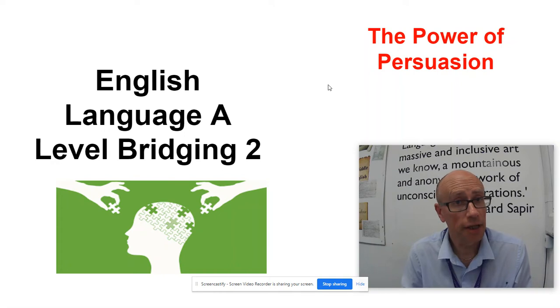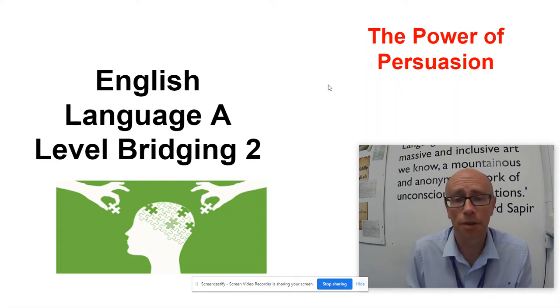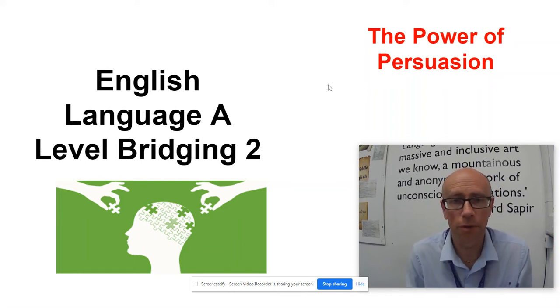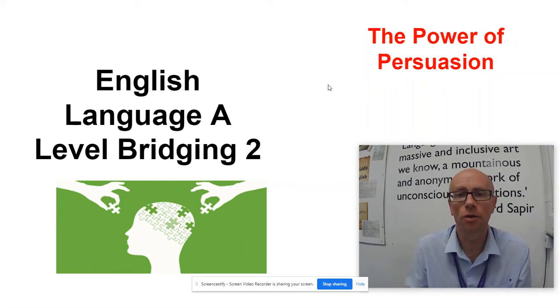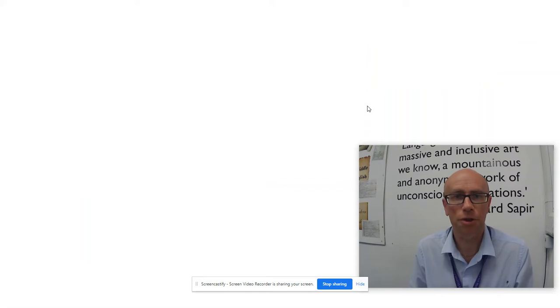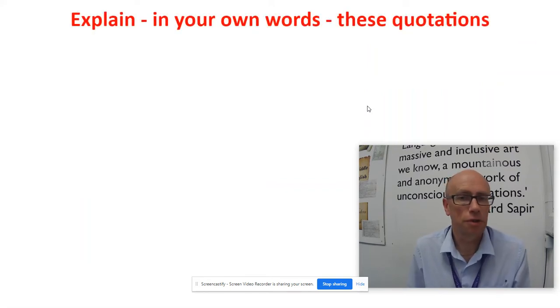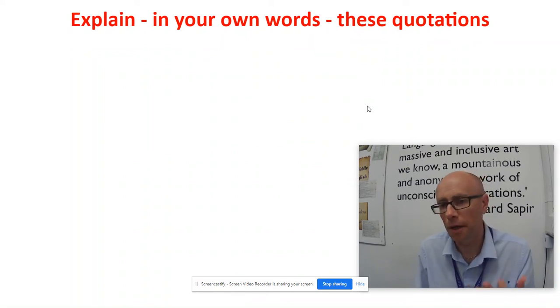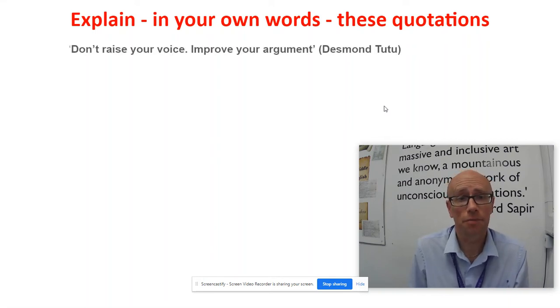And also in the exam, you get to be persuasive too, because in your paper 2, section B, question 4, having read a couple of pieces of journalism on a linguistic topic, you then write your own opinion article. So persuasion and argument are important elements on the course. So let's start off with some wise words, some quotations about persuasion, which if you were in my class, I'd get you explaining in your own words and talking about the significance of these things.